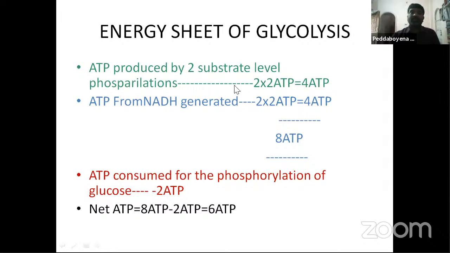So what does 8 ATP mean? From substrate level phosphorylation we get 4 ATP. In each substrate level phosphorylation 2 ATP are formed, and there are 2 reactions, so 2 into 2 gives 4 ATP. For NADH, 2 into 2, each NADH gives 4 ATP, so a total of 8 ATPs are formed. So what is the net gain? 8 ATP minus 2 ATP gives a net of 6 ATP.